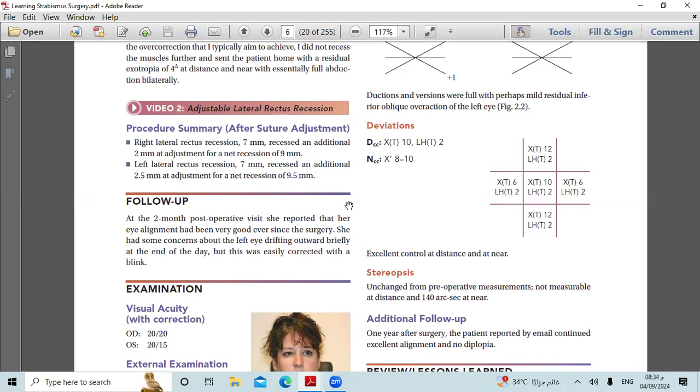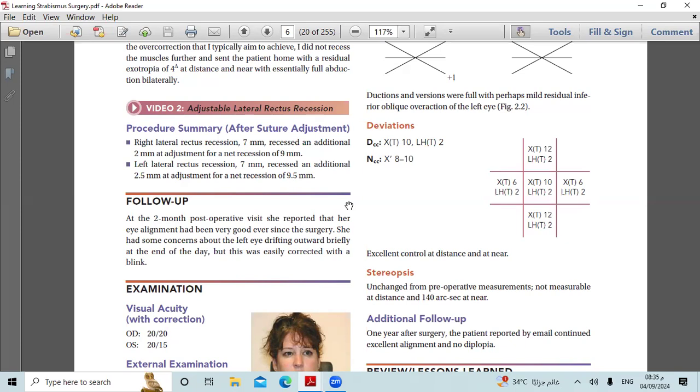Secondly, Dr. Abdulrahman, I would like to ask about your rule of 15. Can we apply that in this particular case? No, the rule of 15 we use only in esotropia cases, infantile esotropia or partially accommodative esotropia. For exotropia, we don't use this rule.